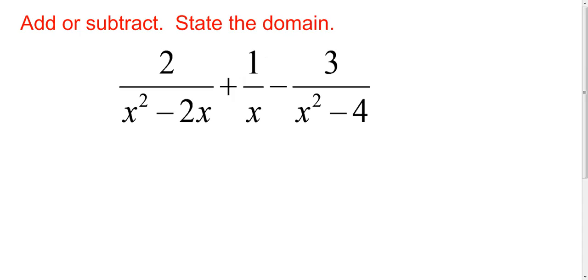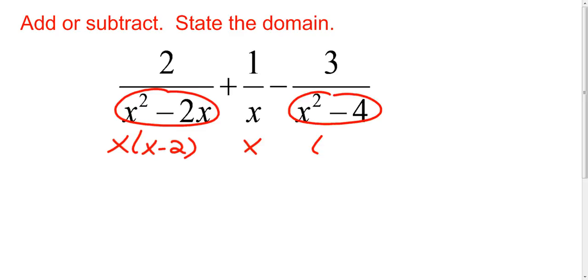All right, here we're going to add and subtract. When you add and subtract, you need common denominators. So we will get common denominators here. I'm going to start by factoring these first. On this quantity right here, I can pull an x out, and then I will have x minus 2. This obviously is just x. And this one factors as x plus 2 and x minus 2.